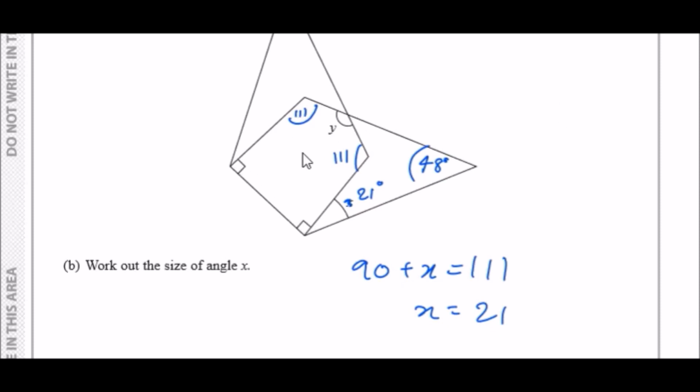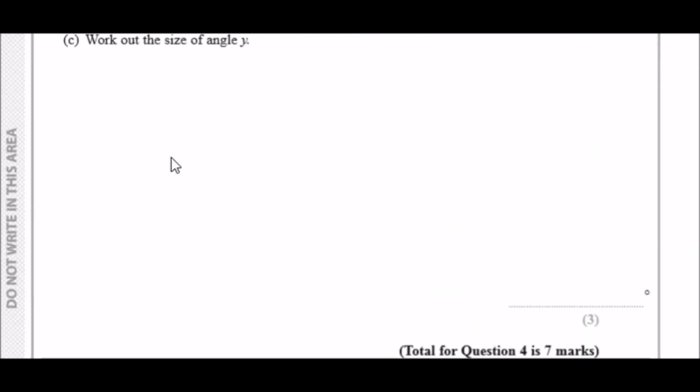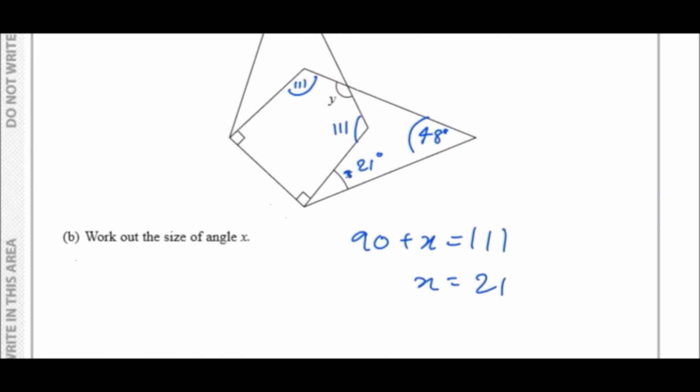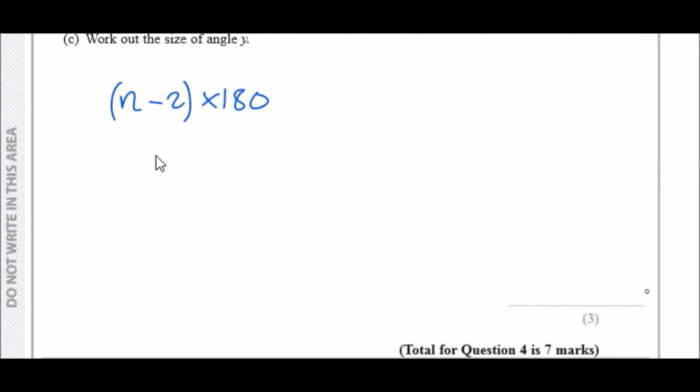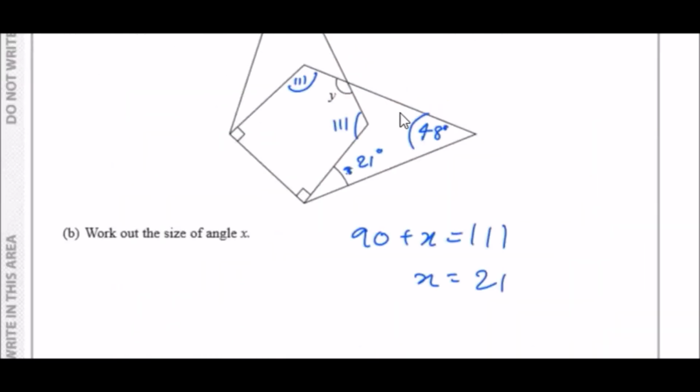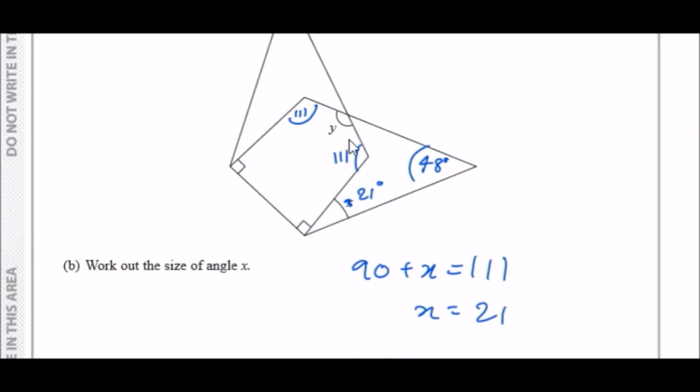If you don't know the sum of the interior angles of a pentagon, we could always use this formula here, which is n, the number of sides, minus 2, times 180. It will give you the sum of all the interior angles of any polygon. A pentagon is 5-sided, so n is 5, so 5 minus 2 is 3, times 180 should give us, I think, 540 degrees. This means that all of these must add up to 540.